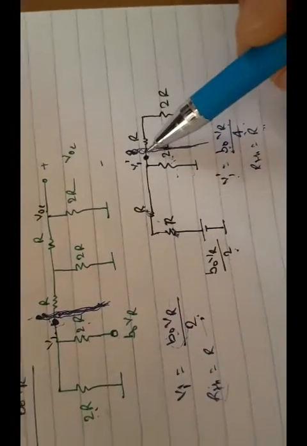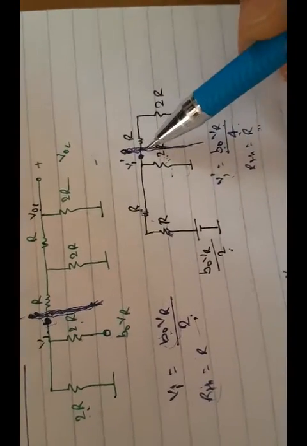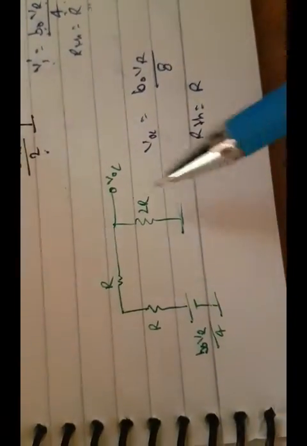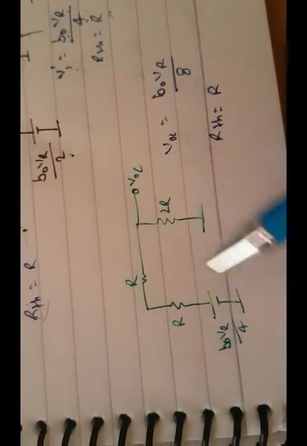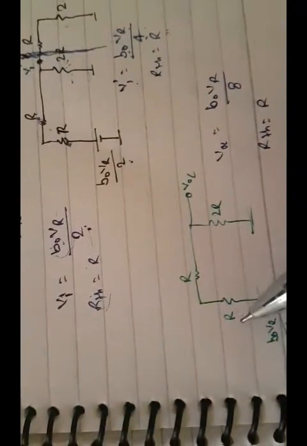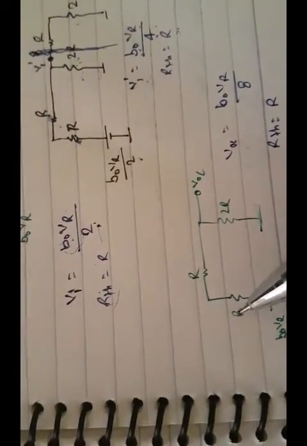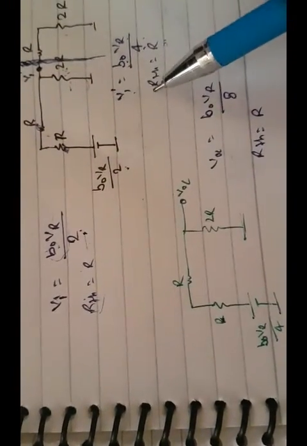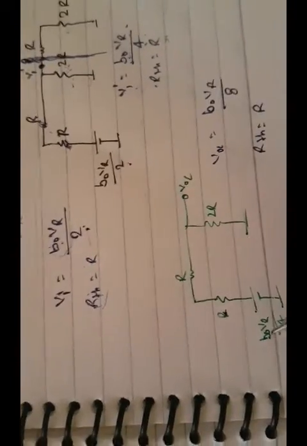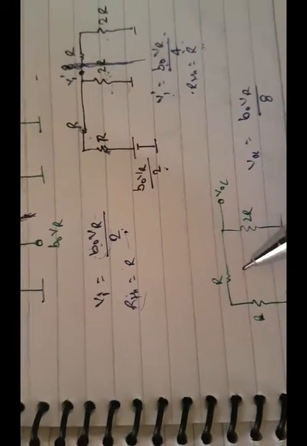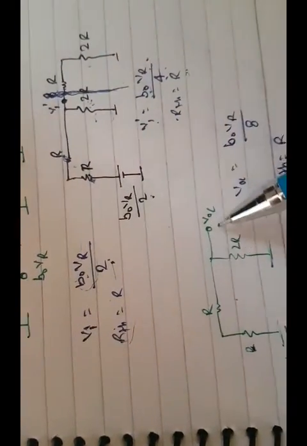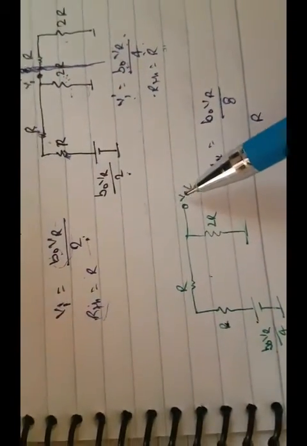Now we break the circuit here and again put this value at this terminal. Now my circuit is this. Again equivalent resistance R, and V1 dash is B0 VR by 4. We put B0 VR by 4 here, and the remaining circuit R and 2R connects here. This is my open terminal VOC. We have to find VOC.